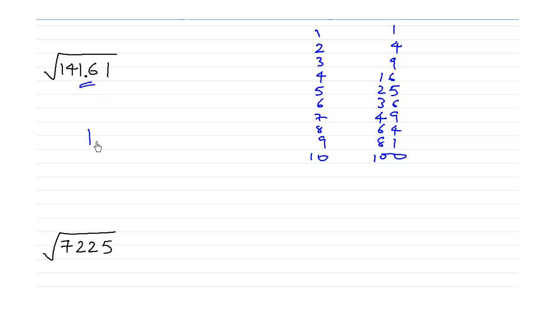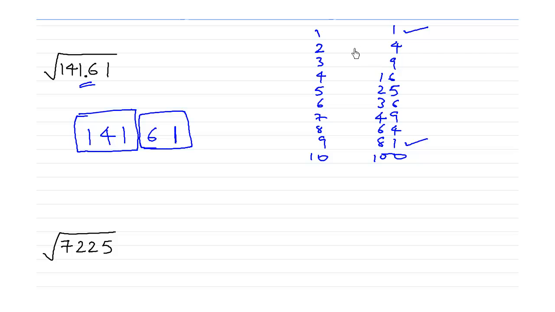So, 14161. Let us group this 61 together and let us take all these digits together. No need to group them in groups of 2. So, the last digit is 1. And we know 1 occurs over here and 1 occurs over here as the last digit. So either the last digit of our square root answer is 1 or 9.